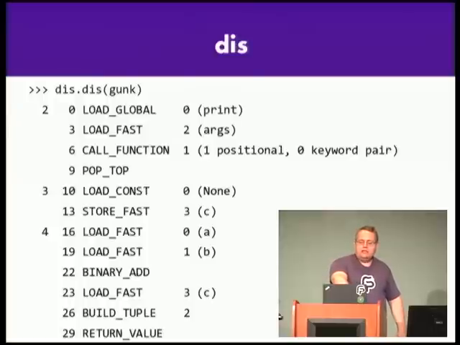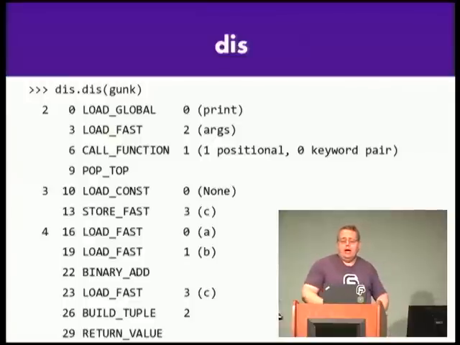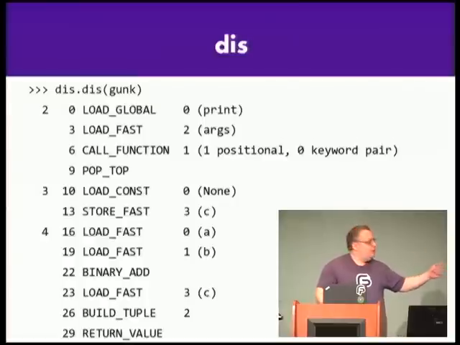Load global takes a 0 and that turns into print somehow. How does it work? Well, dis doesn't show you. Another thing I don't like about the dis output is that, I'll remind you, A took a default of 3, B took a default of 1. We don't see those defaults anywhere on the screen.